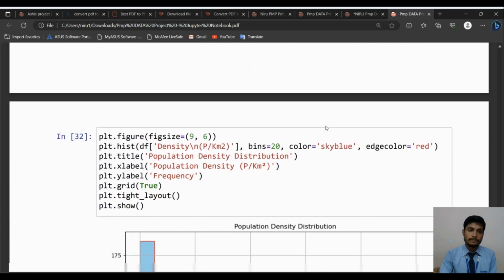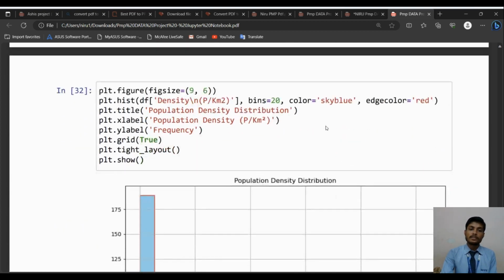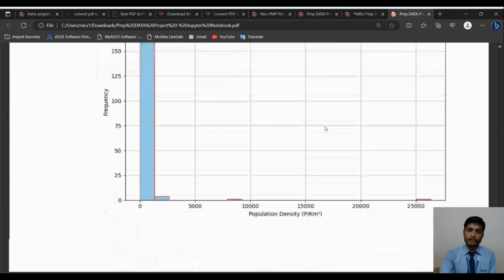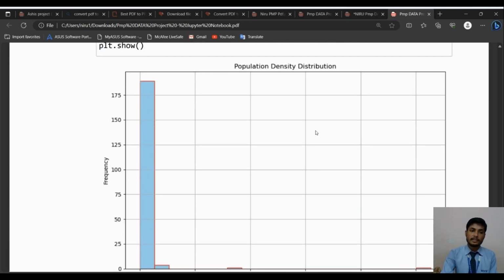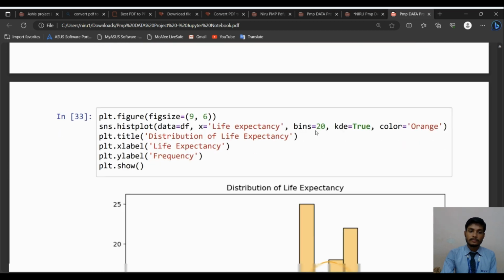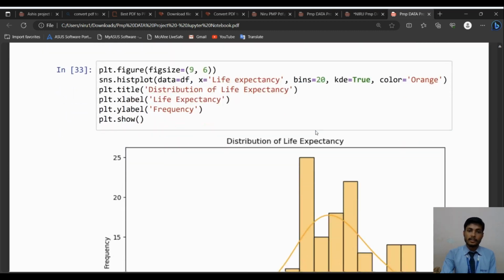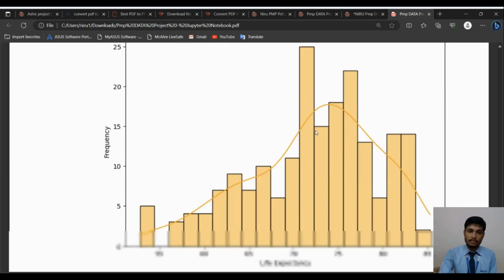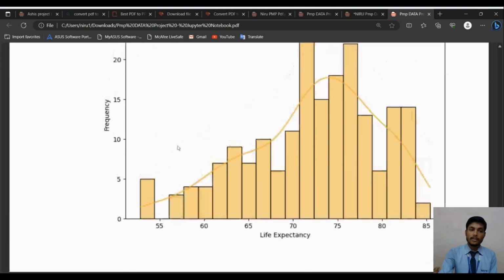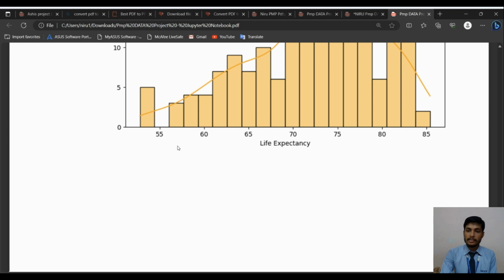Population density distribution. We show this population density distribution in the plots. Figure: distribution of life expectancy. We see here that 55 is the lowest in the life expectancy rank, and 75 and 70 are life expectancies, and 85.